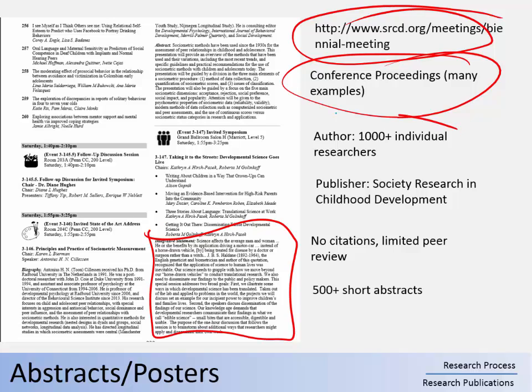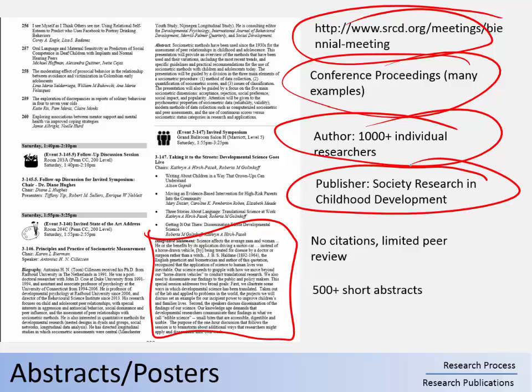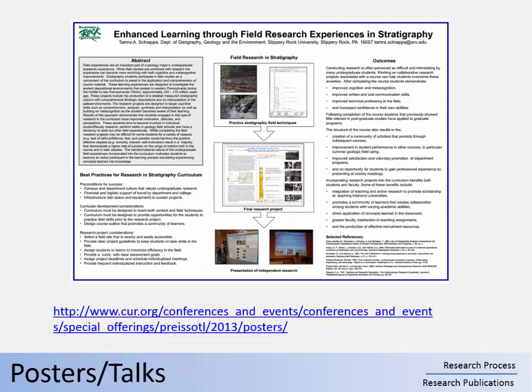So these can contain 1,000 abstracts to hundreds of abstracts from many different research collaborators. In this case, the publisher is a society that supports scholarly research, but often they don't contain citations and have very limited peer review because it represents, again, ideas in progress. And you're more likely to find posters and presentations through a Google search. They're not going to show up in a scholarly research database. Those would just contain the abstract.